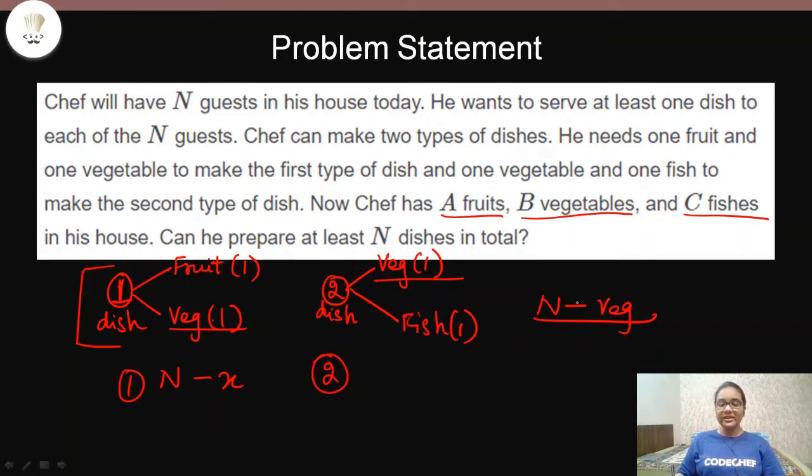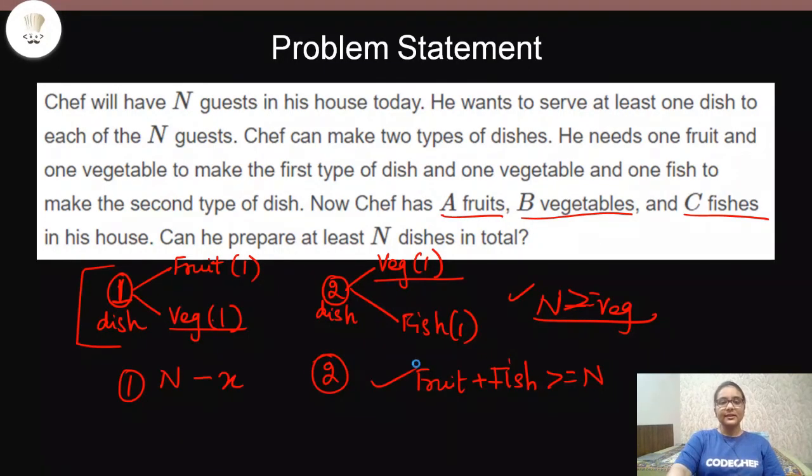And even for vegetables, we at least need n, but it can be greater than or equal to n. Similarly for fruit and fish, fruit plus fish has to be greater than or equal to n, only then the dishes will be able to be prepared for all the guests. So these are the two conditions that we need to check in this question, and we will know whether the chef can prepare n dishes in total or not.